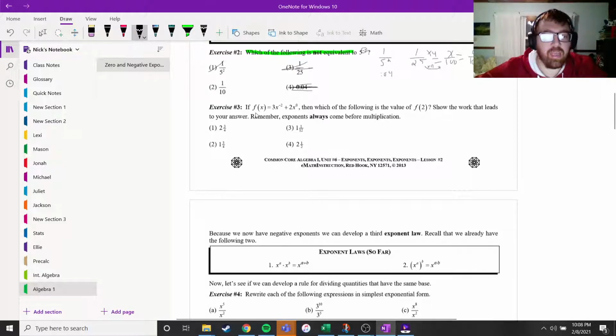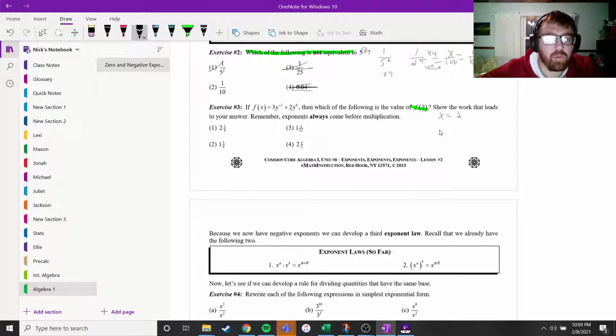Alright, if f of x, and f of x is just a way to write out an expression. It's the same as saying y is equal to or whatever, but it's just writing out an expression. So if f of x is equal to 3x to the negative 2nd plus 2x to the 0, then which of the following is the value of f of 2? So when you see this, all that means is that you are going to plug 2 in for every time you see x. So this is the same thing as saying x is equal to 2.